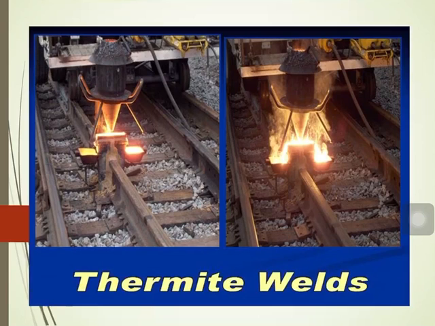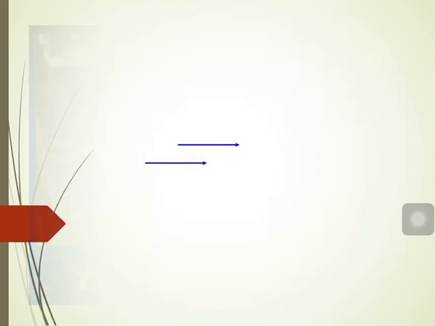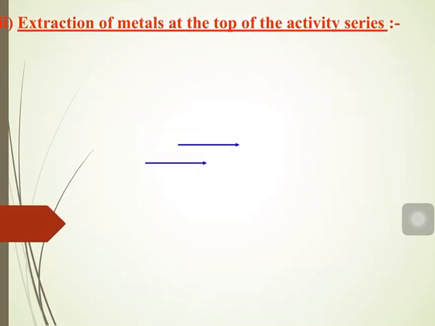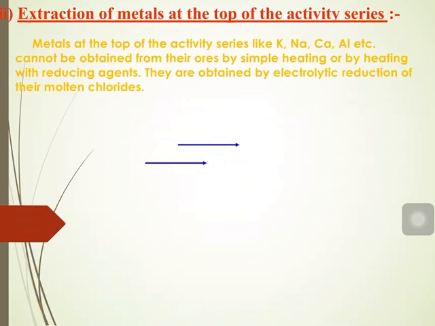You can see easily there was a crack on the railway track, and in this upper part you can see the reaction taking place. It is such a highly exothermic reaction that the molten iron will go downwards and fill the gaps. Next is extraction of metals at the top of the reactivity series. The metals which are at the top of the reactivity series are generally found in oxide forms, or we directly do the electrolytic reduction.